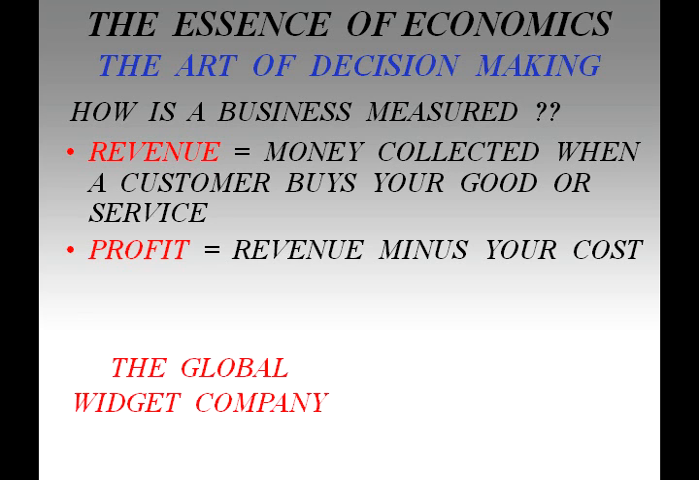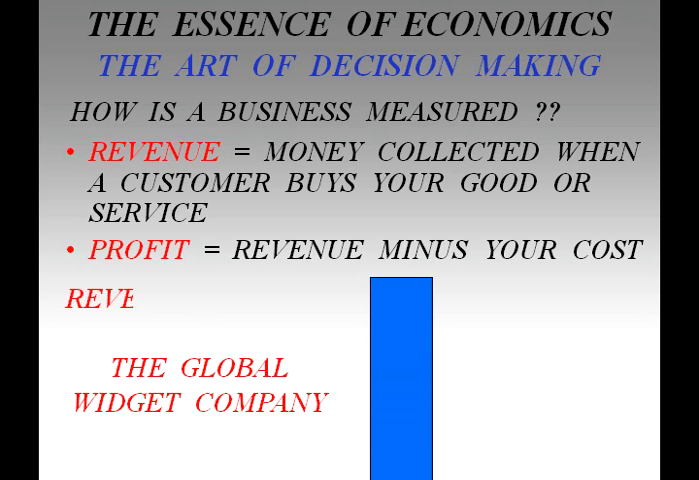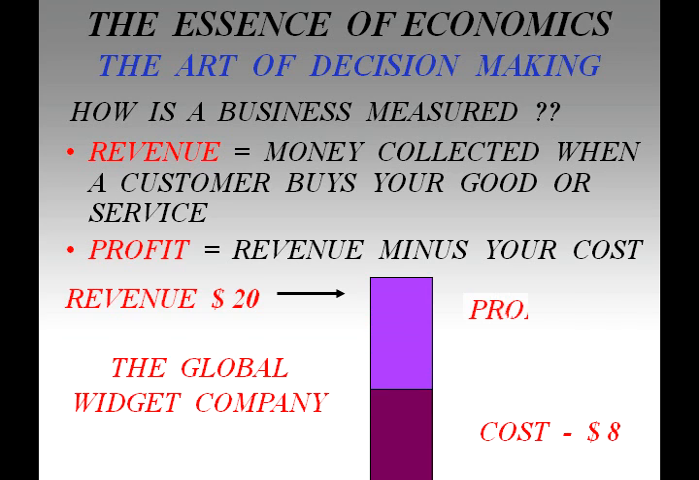Sometimes a visual helps people to better understand this. So here we have an example using a fictitious company called the Global Widget Company. Let's say its revenue is $20. Its cost to produce the product, the widgets, is $8. So it has a profit of $12.